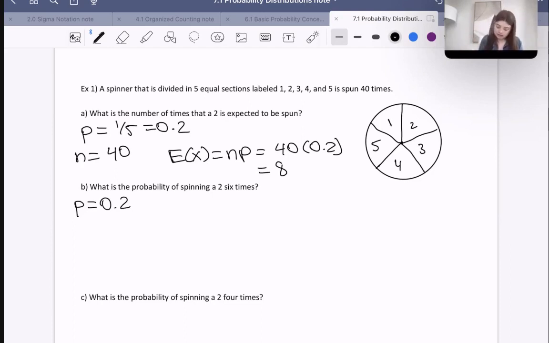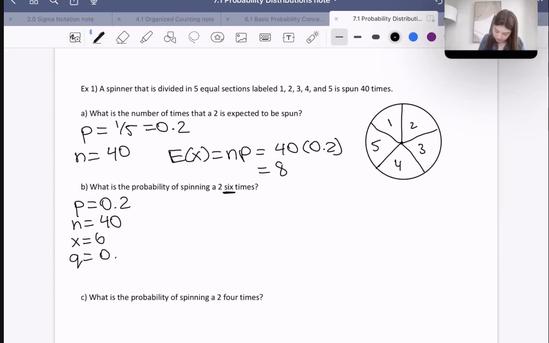Now, what's the number of times we're going to do our trials? 40 times. We're going to spin 40 times. How many successes are we measuring the probability of? 6, right? X is going to be 6 because we are wanting to know the probability of 6 twos, of 6 successes. And then lastly, what is Q? What is the probability of a failure?